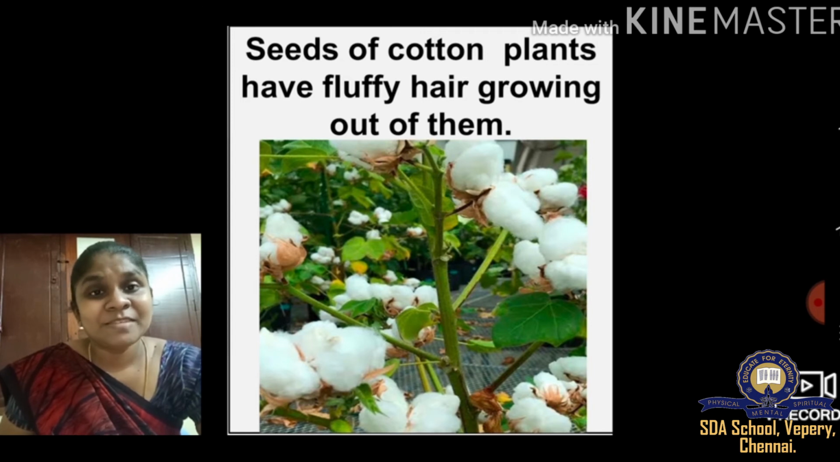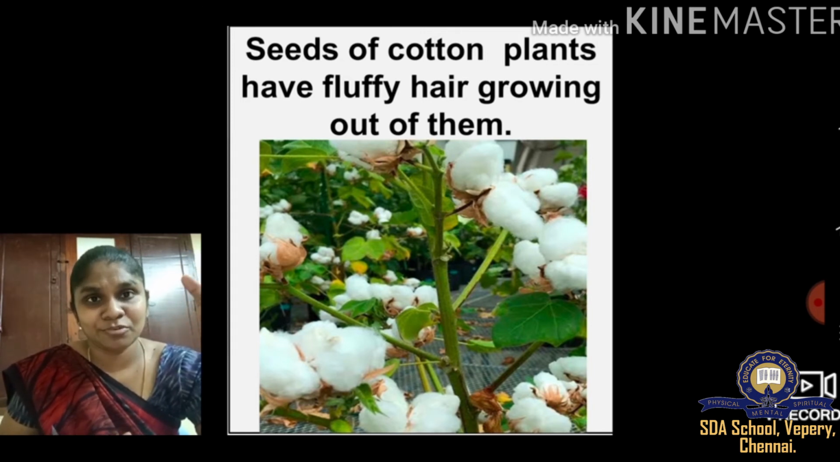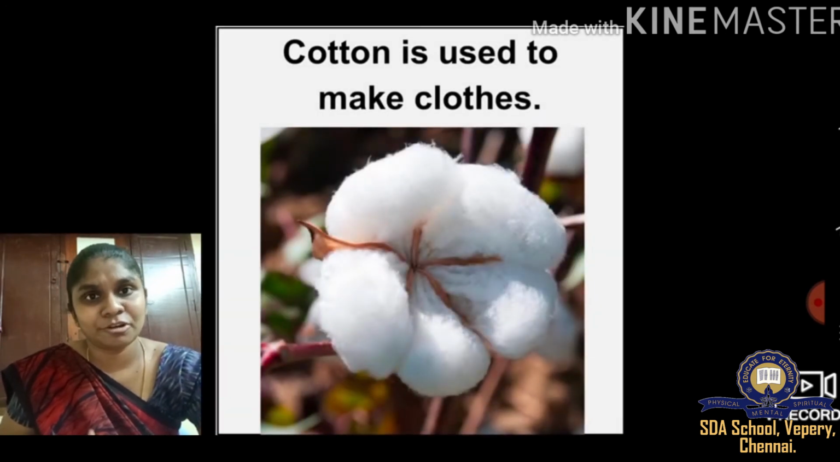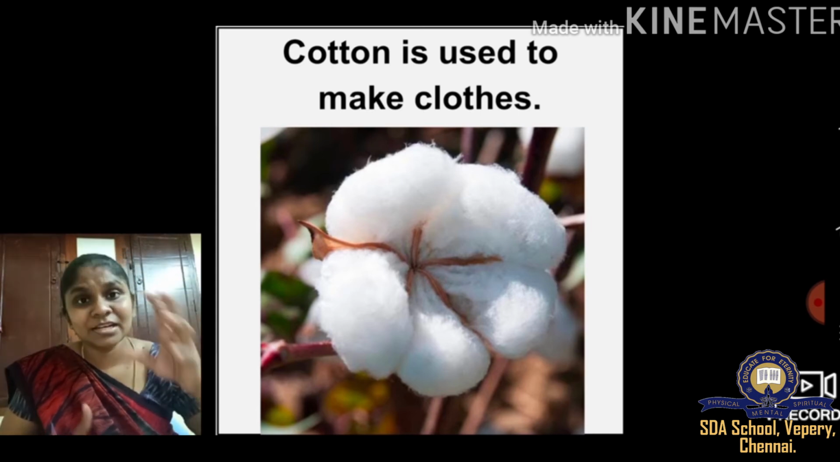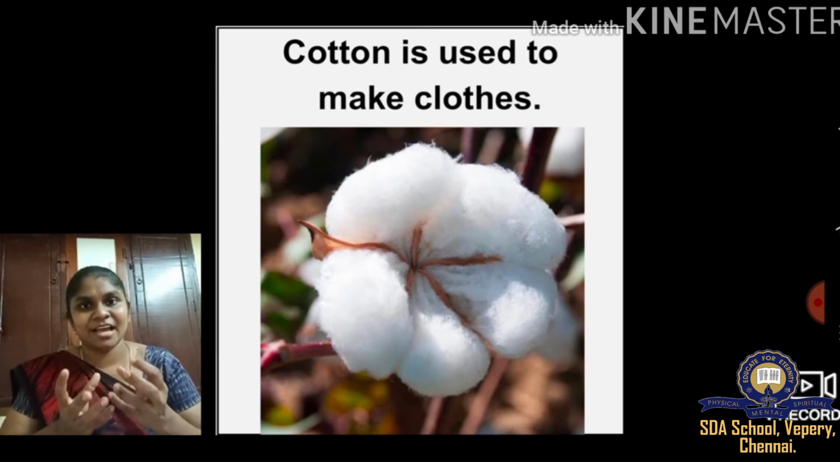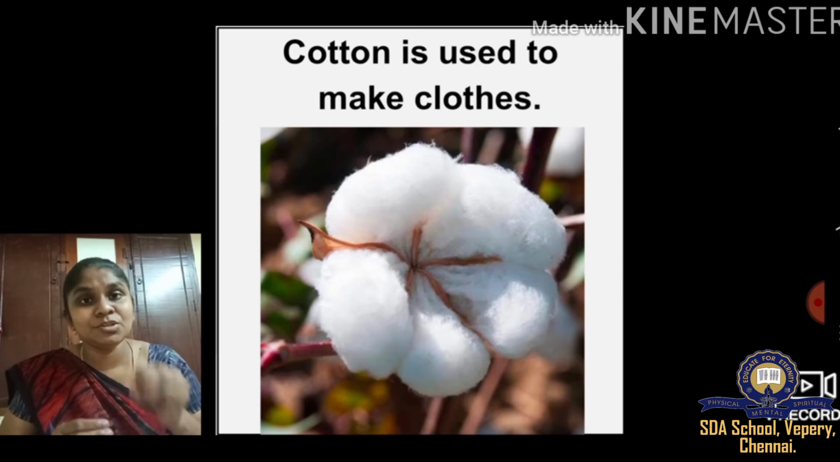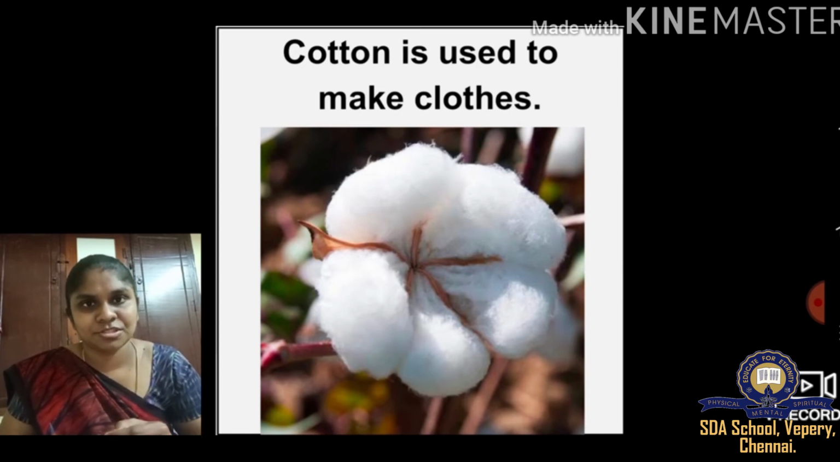Seeds of cotton plants have fluffy hair growing out of them. So it has a flower. It will be looking like this. Look at this. This is the flower of the cotton plant. This is the seed. The seed will burst and give you fluffy hair. It will be looking like this. So this cotton is used to make clothes.